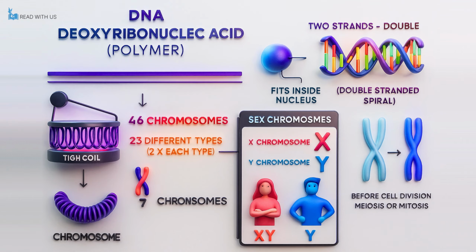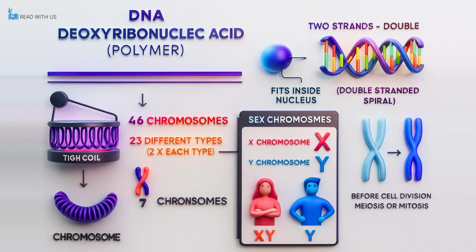It is the chemical substance that contains all of our genetic information and instructions. DNA is described as a polymer, meaning that it is made up of many small repeating units that are chemically bonded together in a chain. It is composed of two strands that twist around each other, forming what scientists refer to as a double helix, which is simply a fancy way of saying a double-stranded spiral structure.